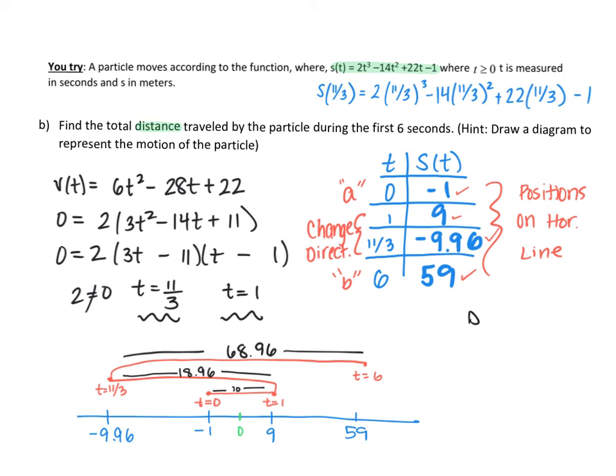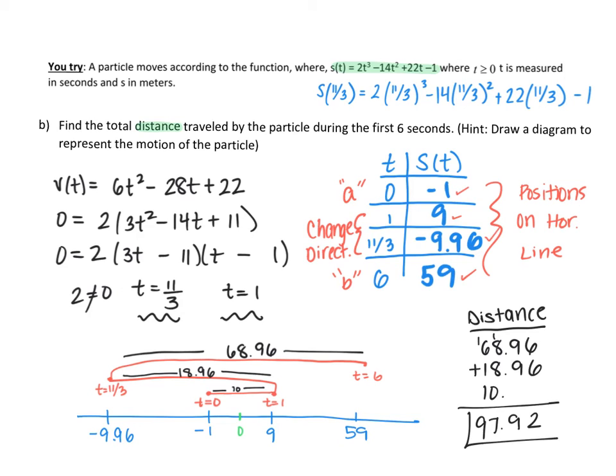So to find the total distance here, I'm going to have to add them together. So 68.96, 18.96, and 10. So by adding those, your total distance would be 97.92.